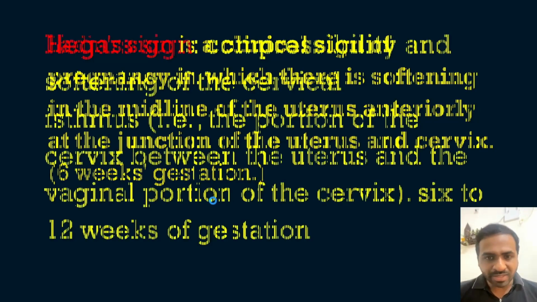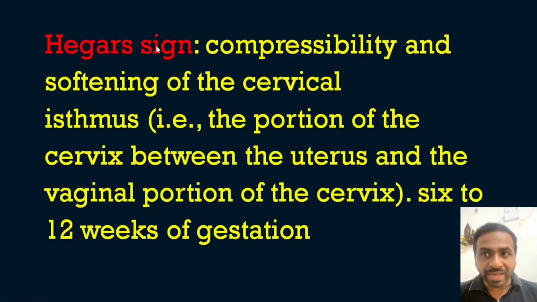So other signs you know, but still I will explain about the Hegar's sign. Hegar's sign is the compressibility and softening of the cervical isthmus, that is the portion of the cervix between the uterus and the vaginal portion of the cervix. Compressibility and softening of the cervical isthmus is the Hegar's sign, and it can be elicited during the 6 to 12 weeks of gestation.